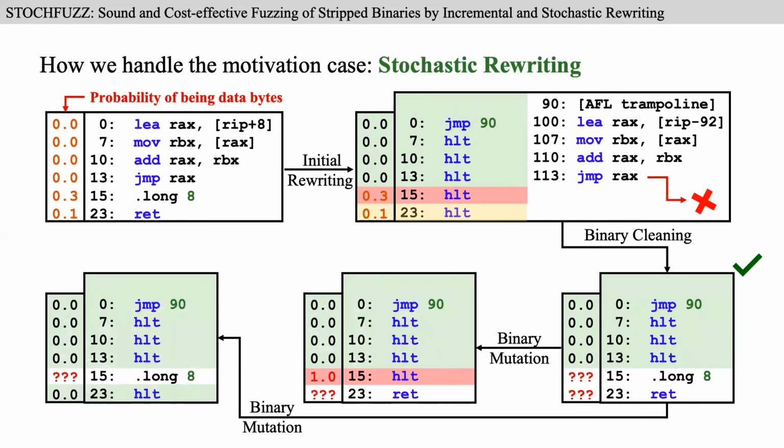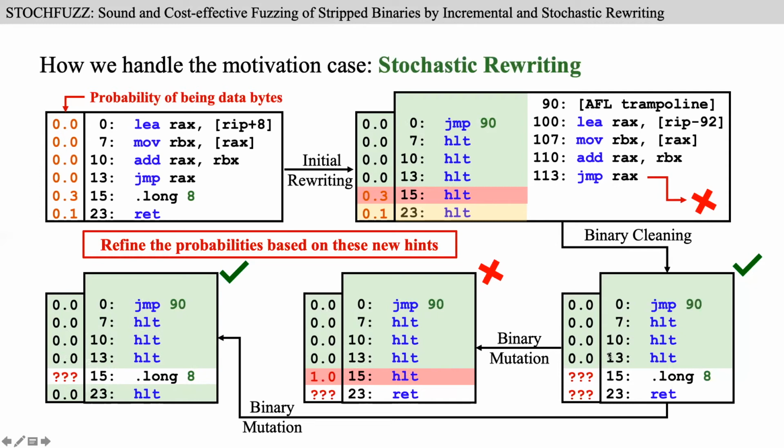The next step is locating rewriting errors, where we generate multiple versions with different uncertain patches and observe their behavior. In this case, we generate 2 versions of the binary. We observe that the crash can be reproduced with address 15 patched, but not with address 23, so we know address 15 is a data byte and address 23 is not. Most importantly, with such a hint, we can refine the probability for better rewriting.